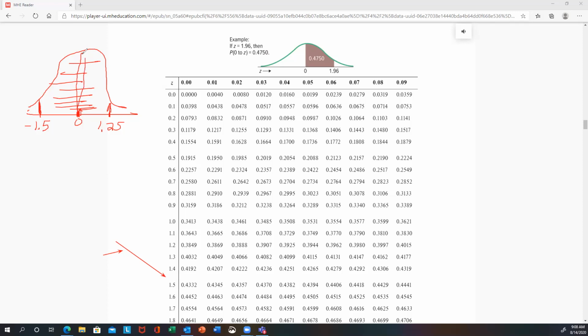So remember how to do that. If I look up 1.5, there's your area right there. So between 0 and negative 1.5 is the same as 0 and positive 1.5. I know that that area has to be 0.4332. And then I know that that area has to be 0.3944. So to get the complete area, all you have to do is add these together. And if I add those together, that's going to give us, it looks like, 0.8276.